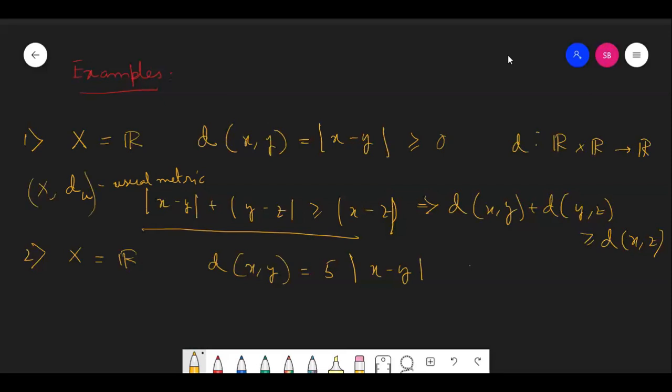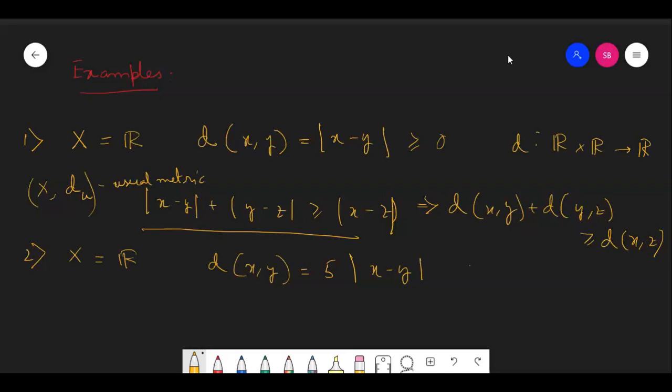And this metric is quite similar to the usual metric we work with, but it is just a constant multiple of it. So when we are working in this setup, where d of x y equals 5 times mod of x minus y, if someone asks what is the distance between 1 and 3, it should be 10. It is no more 2. When you are working with the distance function 5 times mod of x minus y, the answer is 10. If you want the distance between 5 and 10, it should be 25. So this is how we can define various metrics on R.